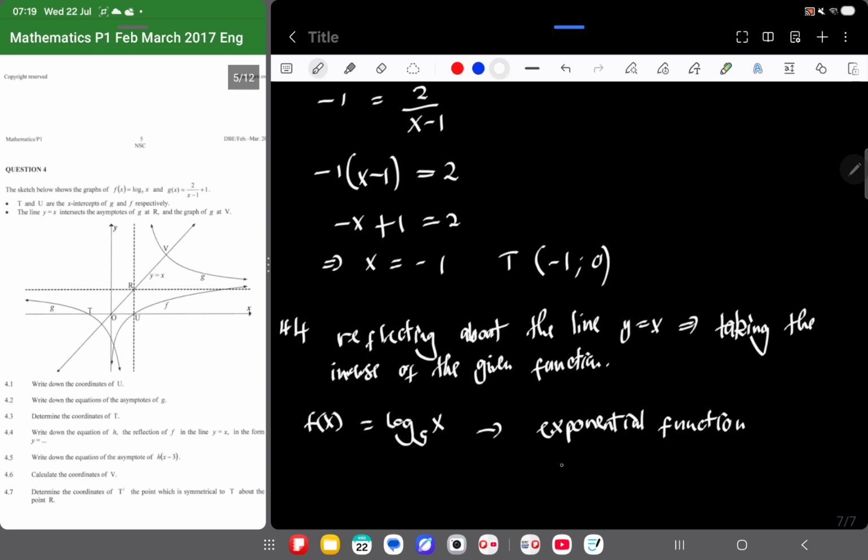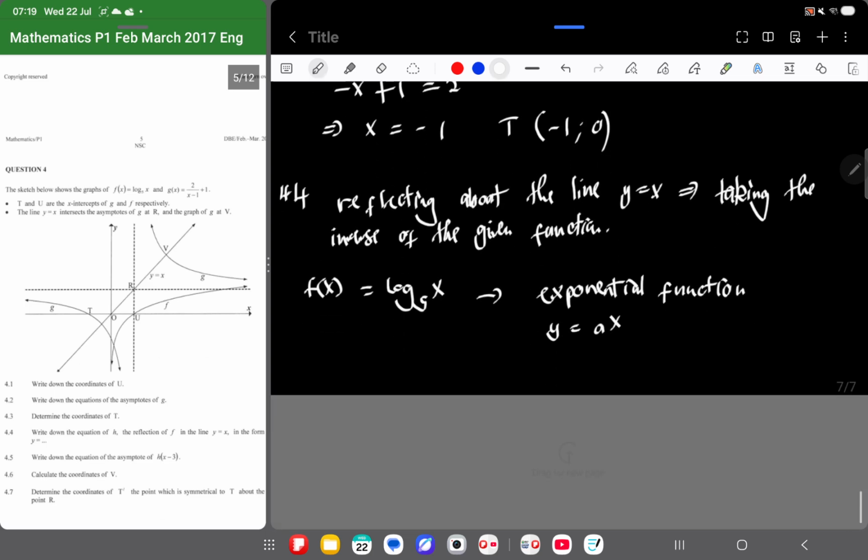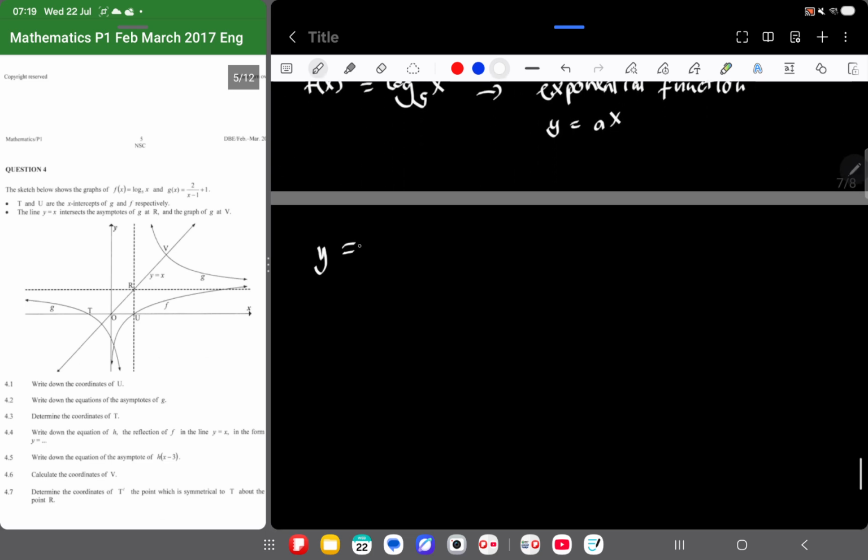Functions that are in the form of y equals a to the x. So in this case, we simply have y equals log base 5 of x, then switch x and y to get the inverse. x equals log base 5 of y. My teacher used to say use push. This 5 pushes the x, and then you remain with y. So the final answer here is y equals 5 to the power of x.